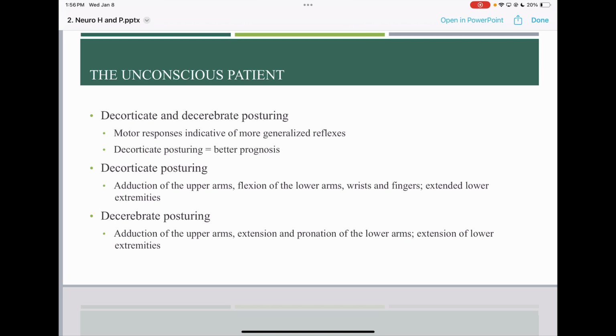The other one is decerebrate posturing. This is the worst one. This one, adduction of the upper arms, but we have extension and pronation of the lower arms. This is decerebrate posturing.